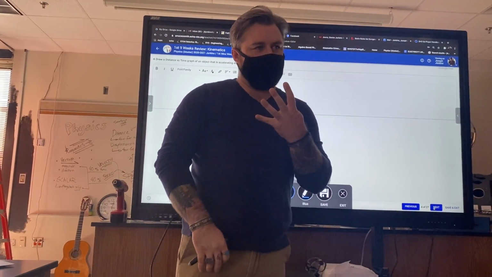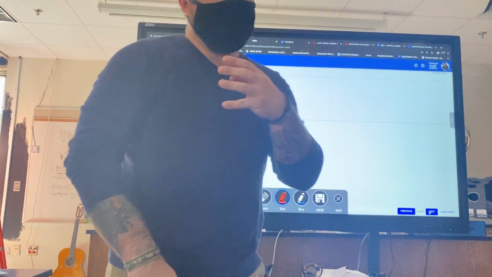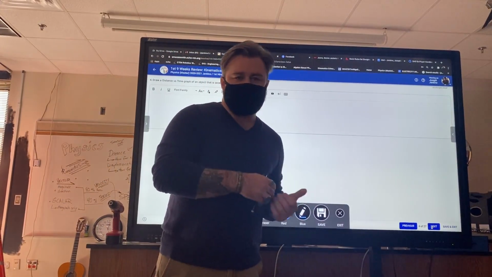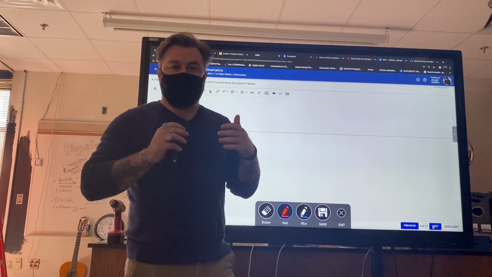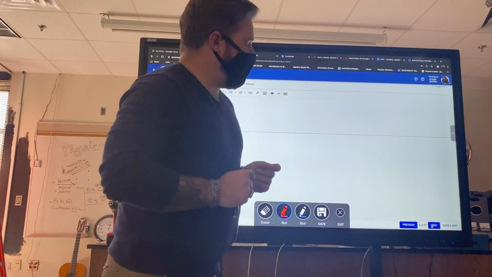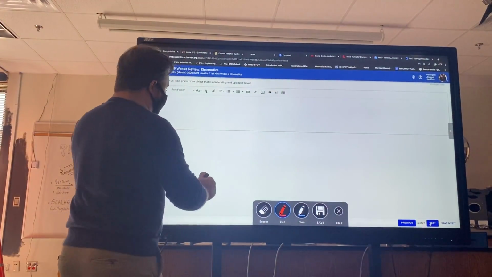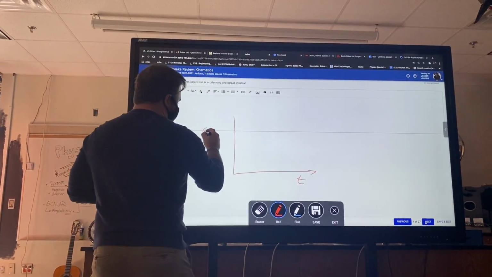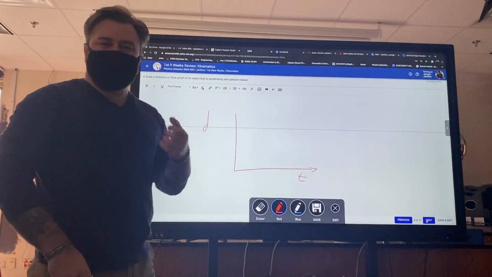Okay, we're on number 4 of the review. Now we've already done a position versus time graph and a velocity versus time graph for constant velocity. Guess what we're going to do now? We are going to draw a distance versus time graph. Okay, so let me get my axes set up. My distance versus time graph of acceleration.